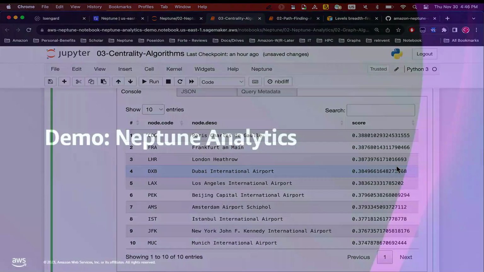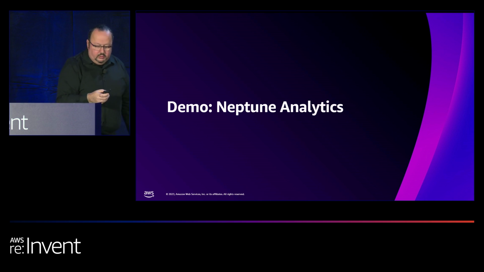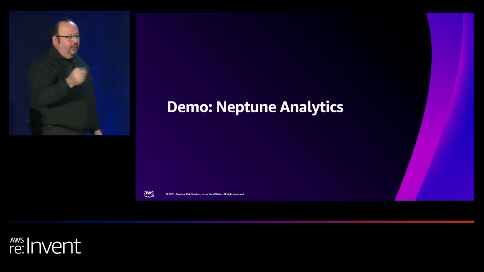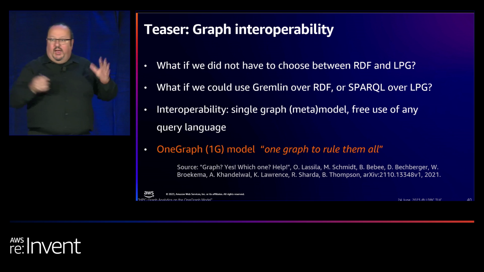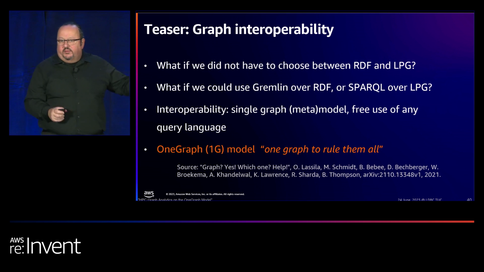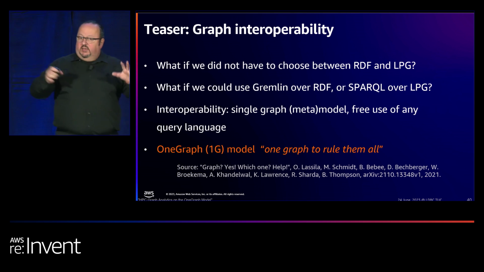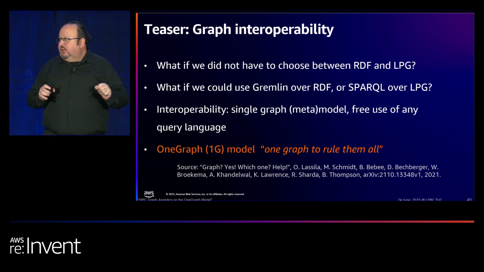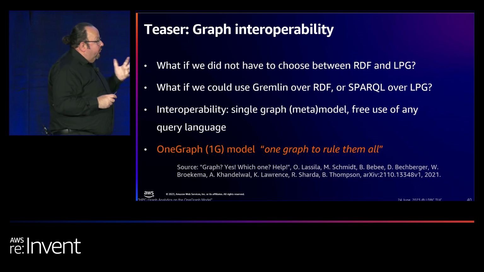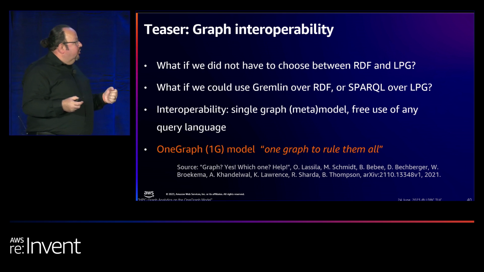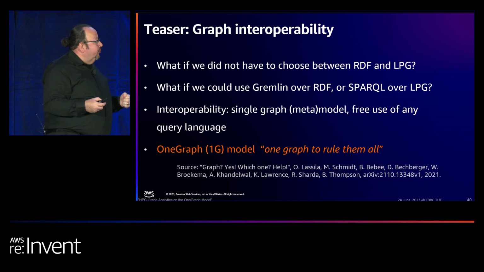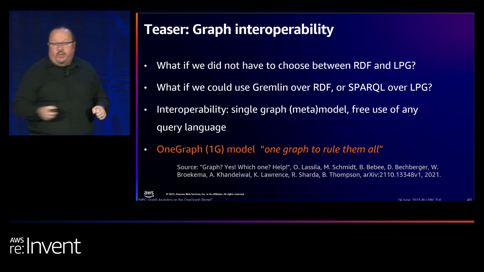So let me switch back to slides again. And I want to end here with one teaser slide. As we mentioned, there are two camps of the graph world. One is RDF, the other is LPG. And the Neptune database supports both, but not at the same time. What if we could use Gremlin over RDF or SPARQL over LPG? So we can have a single graph model, and then we are free to use any of the query languages.